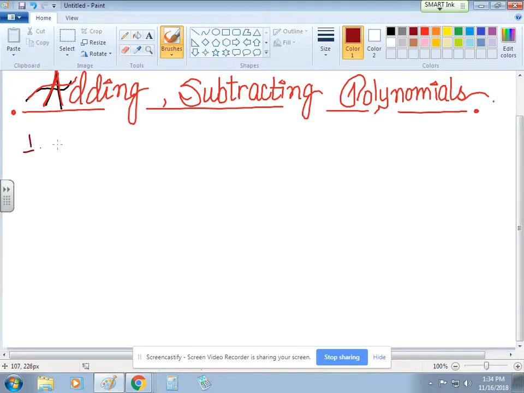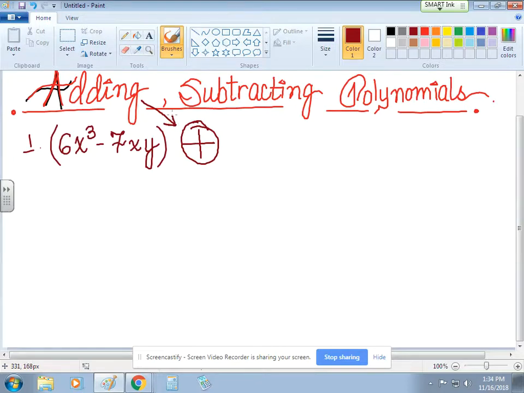Basically, in our first example, we will have two polynomials and we will try to add them together. So we will have, let us say, 6x cubed minus 7xy. To begin with, I will just take some simple examples. Now, this middle sign basically decides what type of question it is. The middle sign is plus. That's why we are going to call it an adding polynomial question. And our second polynomial after the plus sign is going to be 7x cubed minus 11xy.